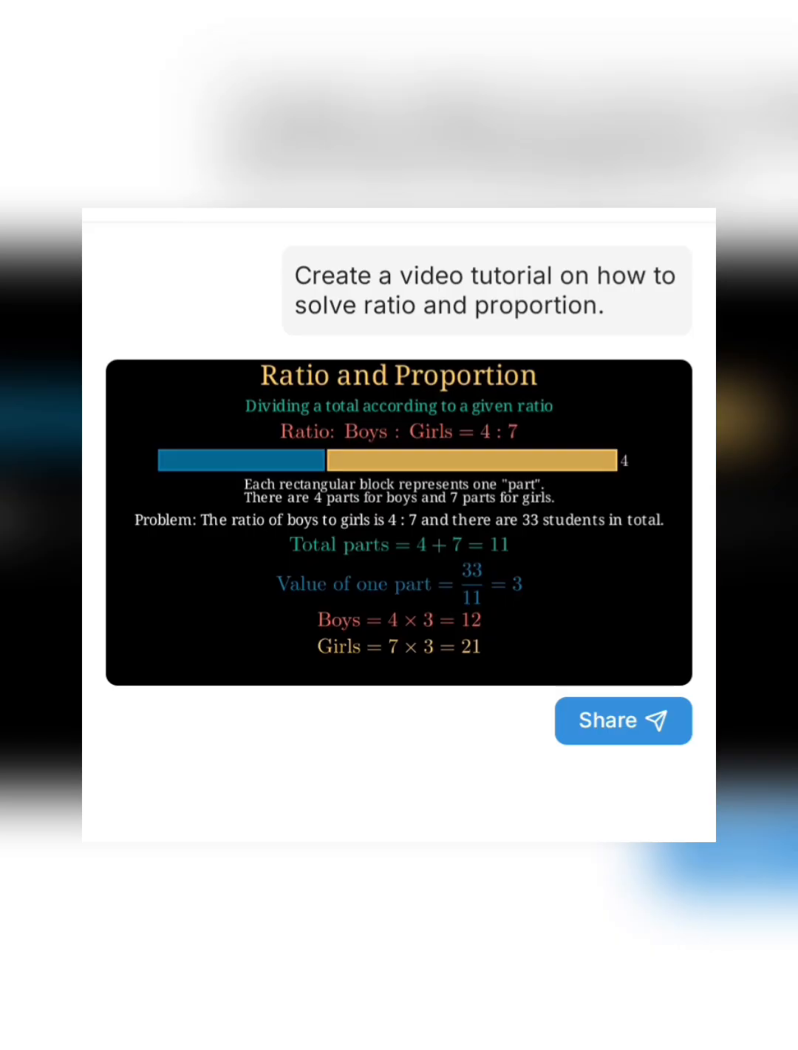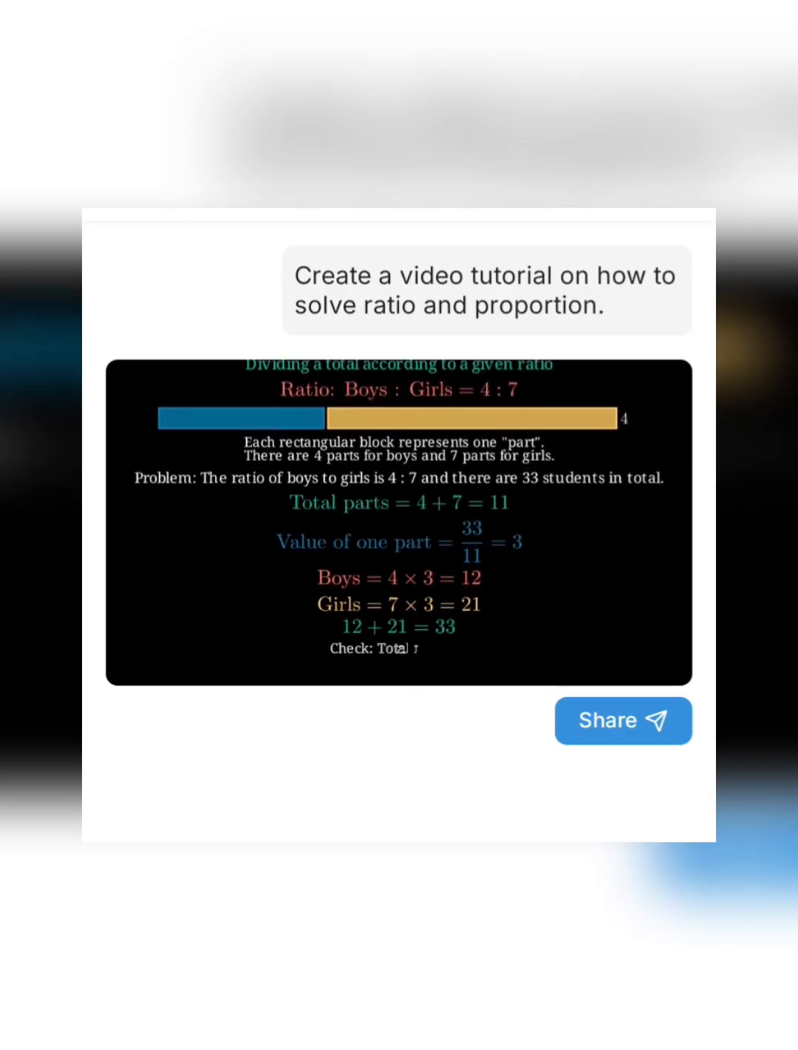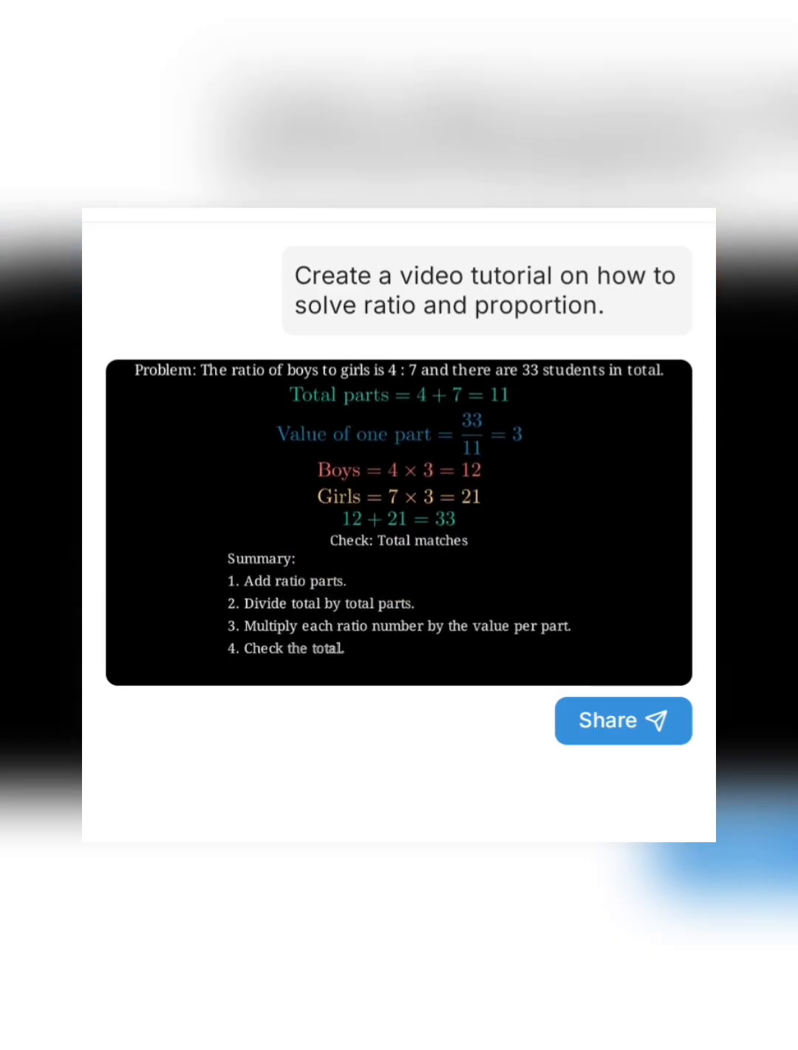Always check your work by adding the parts back together. 12 boys plus 21 girls equals 33 students, which matches the total. Summary: a ratio tells us how to split an amount into parts. Find the total parts, divide the total quantity by those parts to find the value per part, then scale each ratio number by that value. This gives us 12 boys and 21 girls out of 33 students, keeping the ratio 4:7.